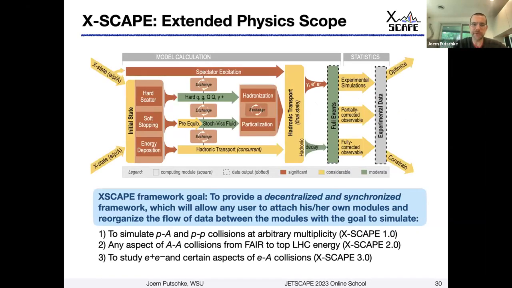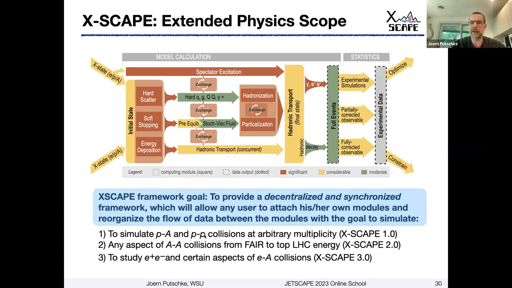Very briefly, the XSCAPE framework goal is to provide a decentralized and synchronized framework, which will allow any user to attach his or her own modules and reorganize the flow of data between the modules, with the extended physics goal of XSCAPE to simulate the small systems, pA collisions and also pp collisions at arbitrary multiplicity. This is already achieved in the XSCAPE 1.0 release. Then any aspect of gold-gold collisions from FAIR to top LHC energies.